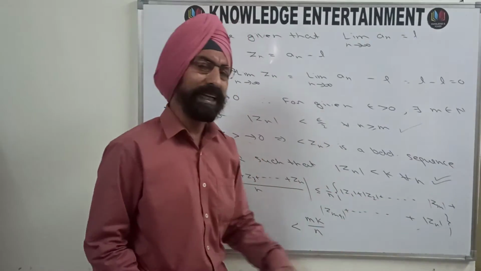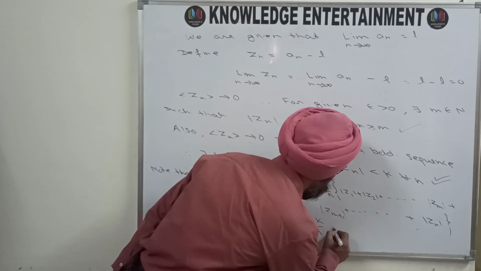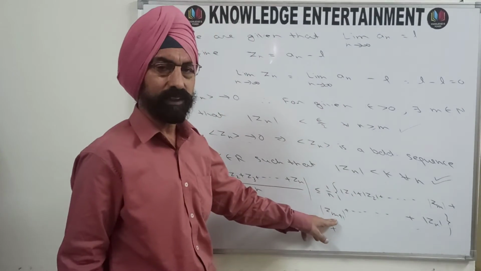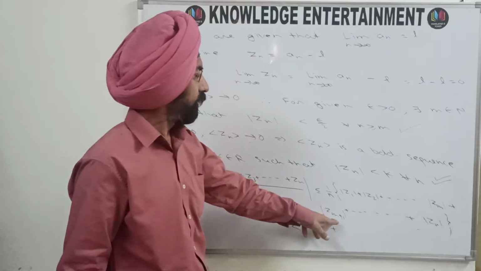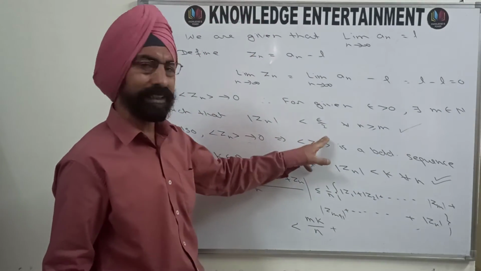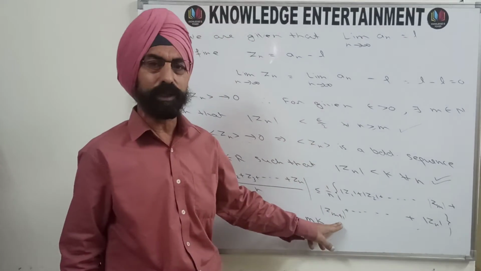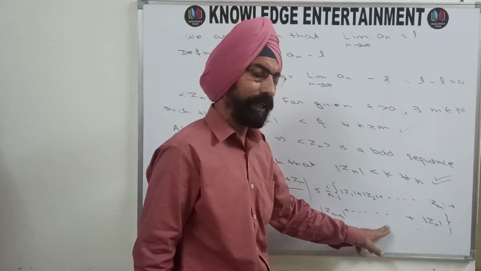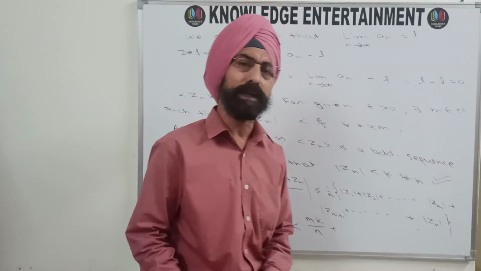And now for the rest of the terms, let us see what is happening here. This is Zm plus 1, so that means greater than m. So whenever your n is greater than or equal to m, your mod Zn is less than epsilon by 2, so this is less than epsilon by 2. This is also less than epsilon by 2. This is also less than epsilon by 2. This is also less than epsilon by 2.